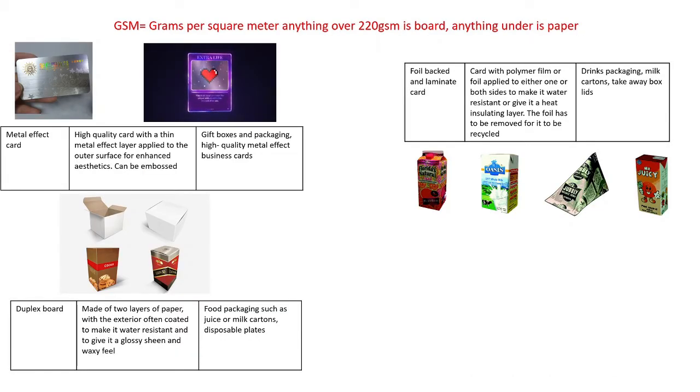So we've then got metal effect card. This is a really high quality thin piece of card that has got a metal surface over the top of it. It normally has a very high end sort of look to it. You can emboss on it. So embossing and debossing: embossing is when you have the lettering sticking up. Debossing is when you have the lettering sticking down and it's basically pressed into it. So typically it's used for things like gift boxes or really high end packaging. Also, quite fancy business cards and those types of things as well.